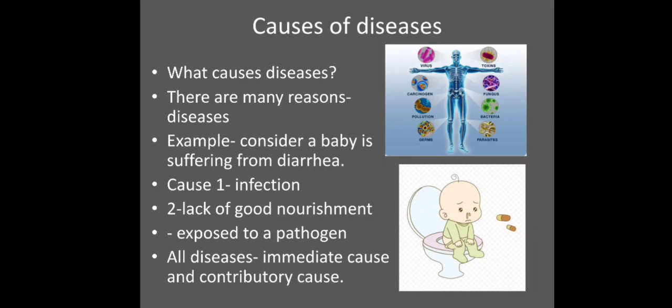Now we know that all diseases have an immediate cause and a contributory cause. Immediate cause means organisms that enter our body and cause diseases within a short period of time, like a virus, bacteria and so on. Contributory causes are the secondary factors which lead the organism to enter our body. They find a way for the organism to enter the body. So diseases have many causes rather than one, and many reasons for a person to get infected.